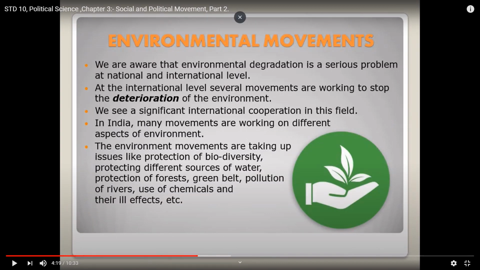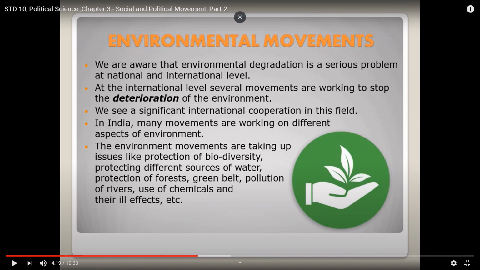Environmental movement. We are aware that environmental degradation is a serious problem at national and international level. At the international level, several movements are working to stop the deterioration of the environment. That means there are lots of environmental movements at the national as well as the international level, which are working to stop the degradation of environment. They want to save the nature, as we call in simple terms. We see a significant international cooperation in this field. Many countries today are working together.